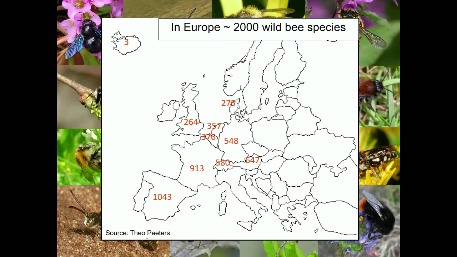In addition to the well-known honeybee, we have a lot of wild bee species in Europe, about 2,000 of them, and already here's the gradient Virginie talked about. You have very few bees in the north, only 3 in Iceland, and many bee species in the southern part of Europe. And as already addressed in the previous talks, bees are important for pollination, but also represent an intrinsic value for biodiversity.